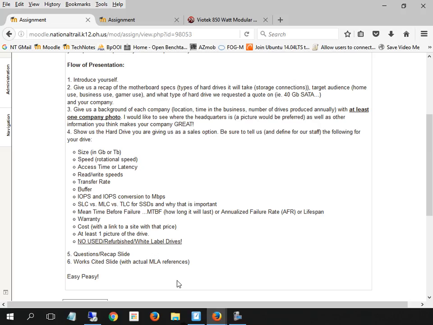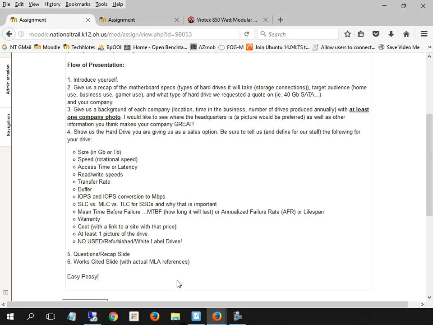In fact, solid-state drives say how many writes you get out of them. They'll have a warranty, but it'll also say this many gigabytes or terabytes of data can be written on it before it's dead. Obviously the warranty, obviously the cost with the link where we can find that price, and at least one picture of the drive. No used, refurbished, or white label drives.